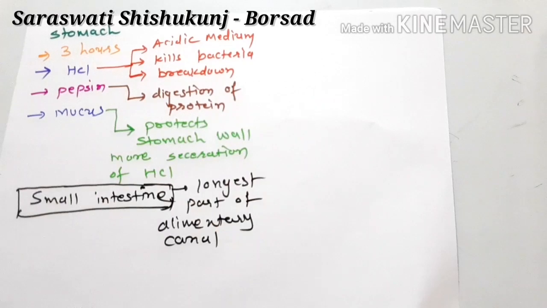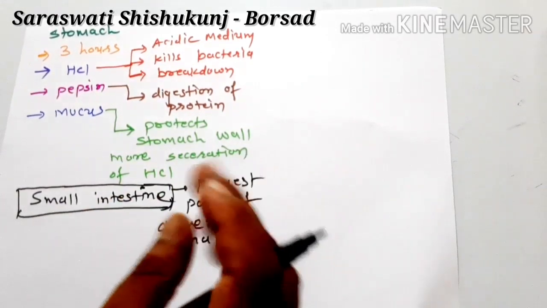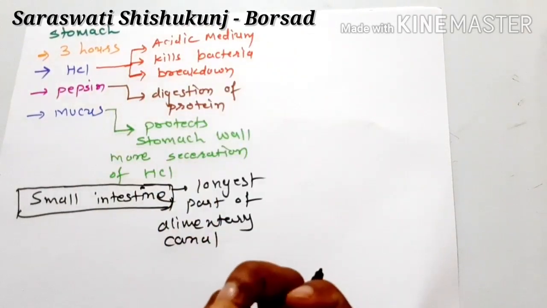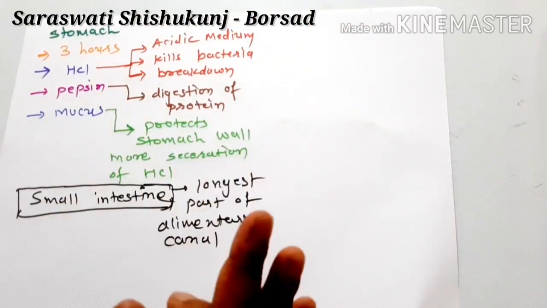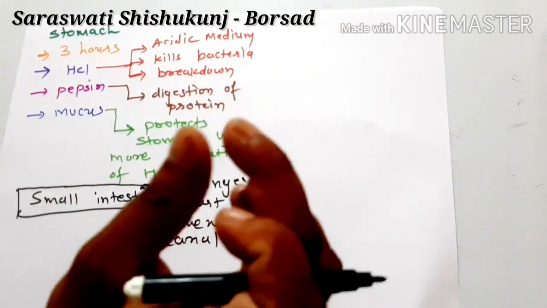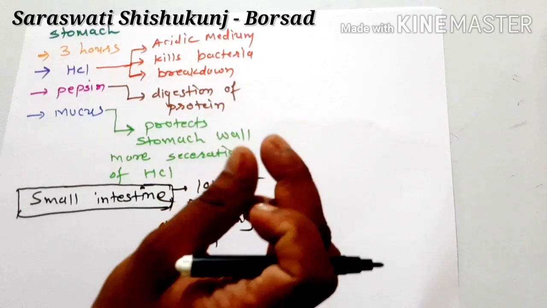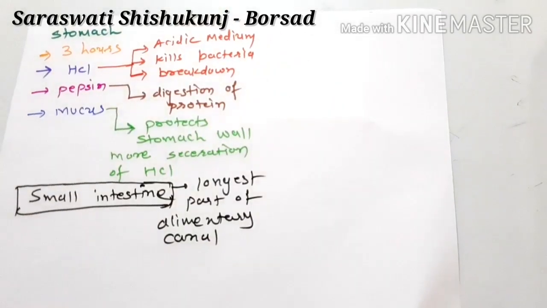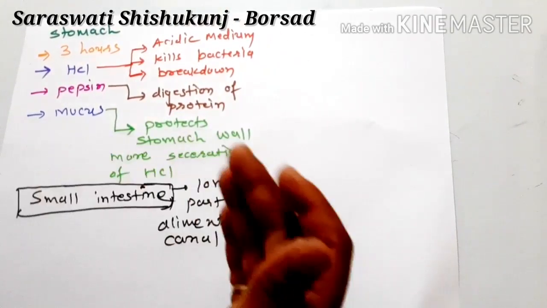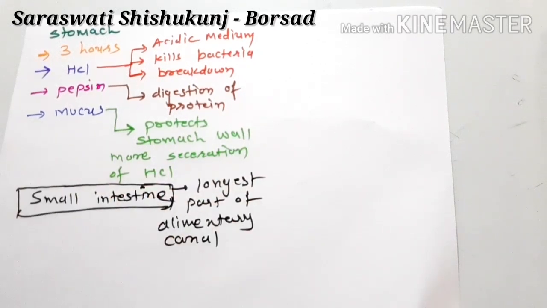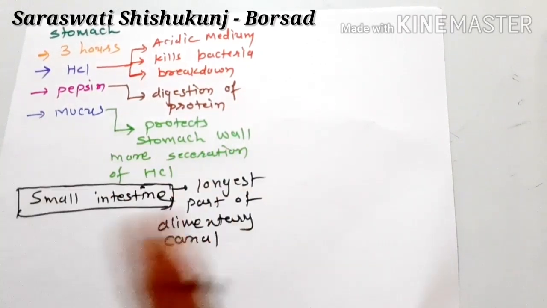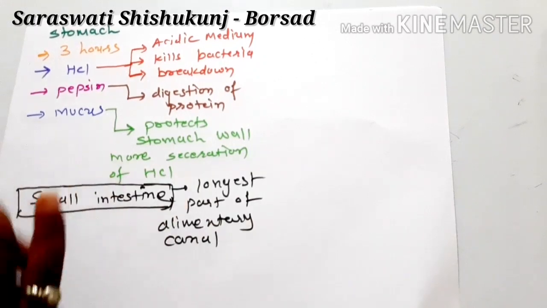And in the large intestine, the length is less, but the width is more, the diameter is more, so it is called large intestine. The length of the small intestine may be different in different organisms. It may be different if the organism is herbivorous or carnivorous.